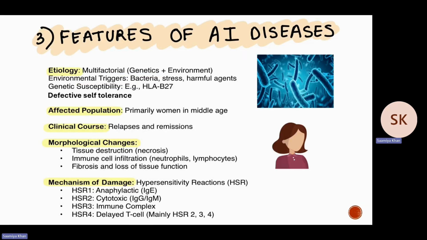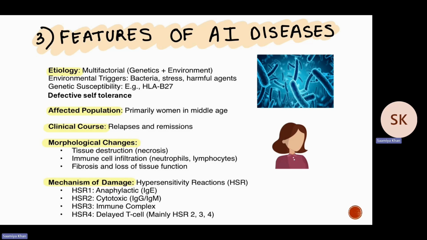Moving on to the next slide, which is the features of autoimmune diseases, starting off with etiology, the causes. Autoimmune diseases have multifactorial etiology, meaning that they are caused by a combination of both genetic and environmental factors. And environmental triggers like bacterial infection, stress, or other harmful stimuli can activate the immune system.